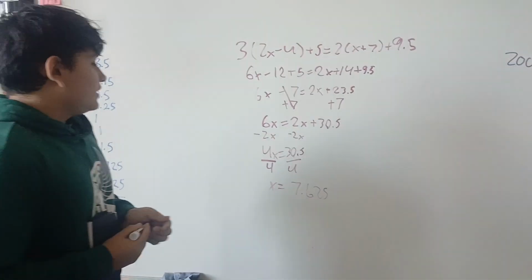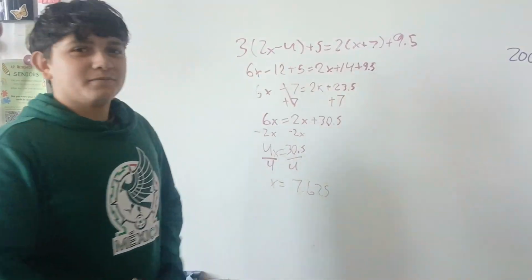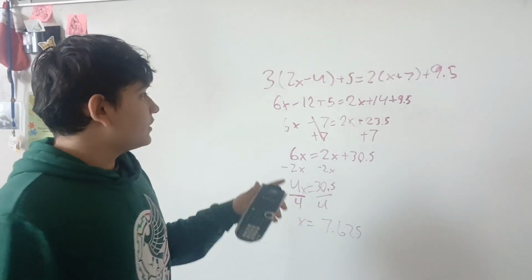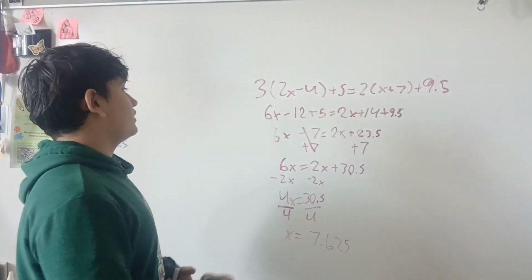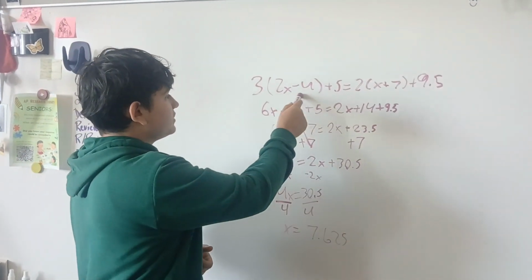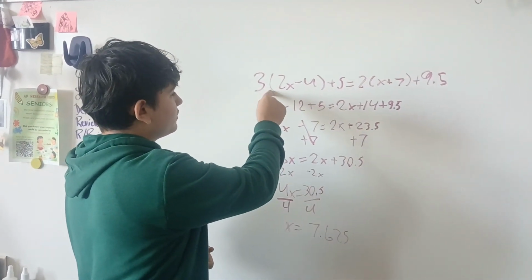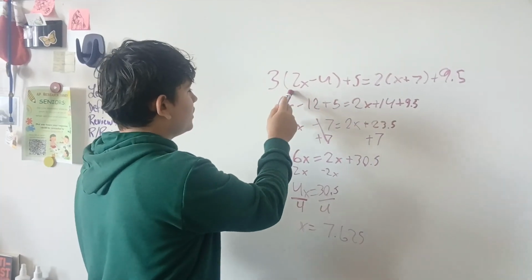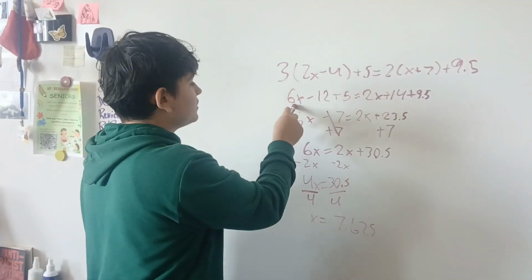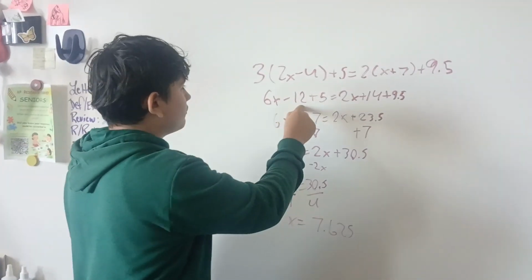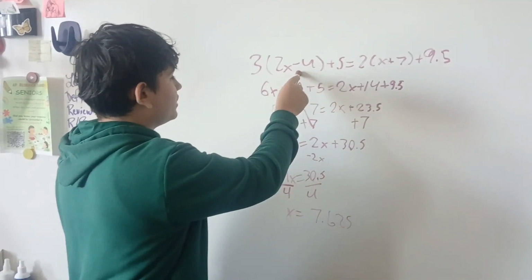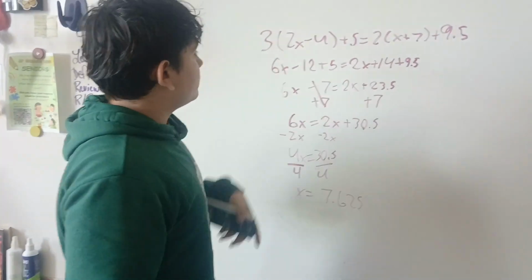And this would be the solution for this equation. So right now, we'll just go over what I did. First, like I said at the start, get what's inside the parentheses outside and multiply what's inside the parentheses. So that's why I got 3 times 2x was 6x. Then 3 times negative 4 is negative 12, because anything multiplied by a negative would equal a negative.